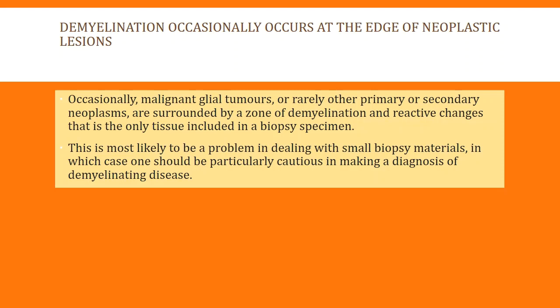So wherever you see a space occupying lesion in the brain and you can only make out demyelination, you better go back and see whether there is a zone of demyelination surrounding the tumor area and whether only the demyelinating zone has been biopsied or not. To prevent any misdiagnosis from a small biopsy specimen, the tumor sample should be rebiopsied if there is any doubt.